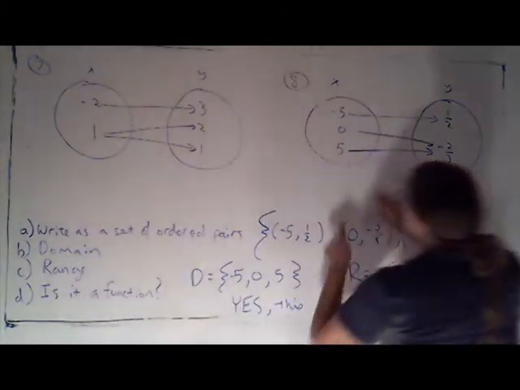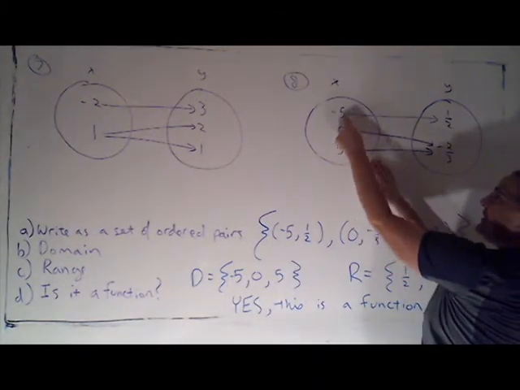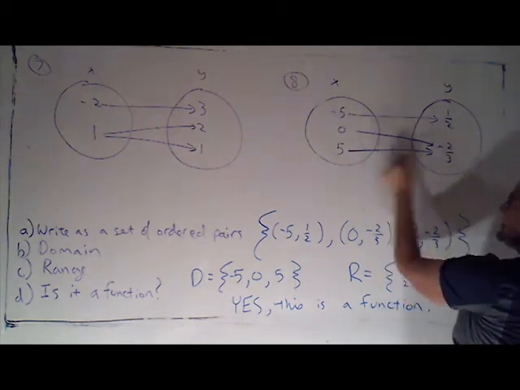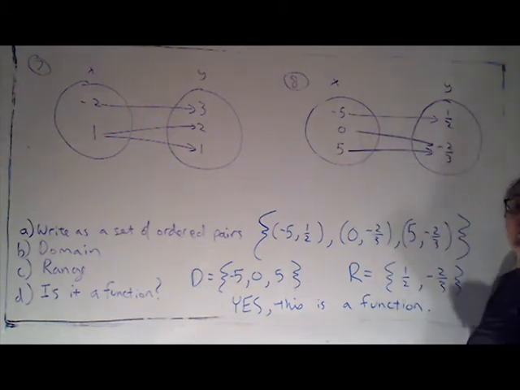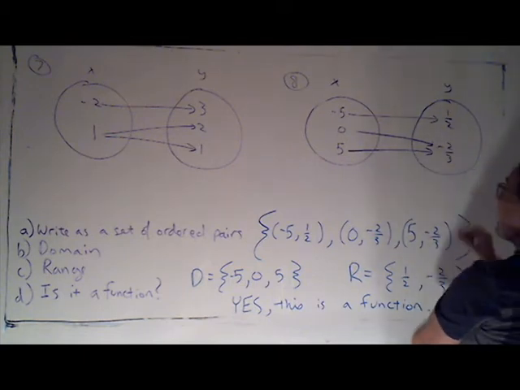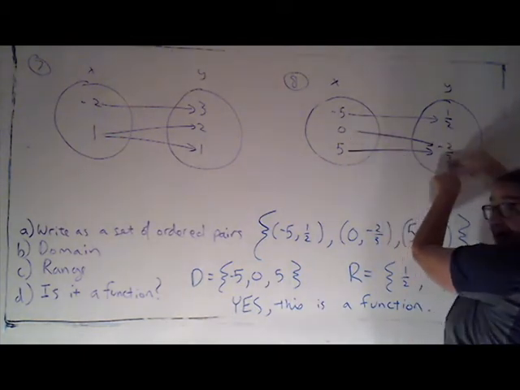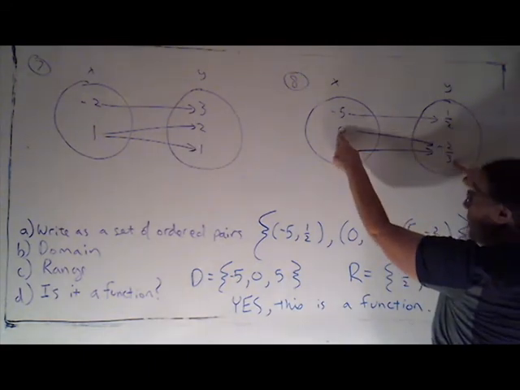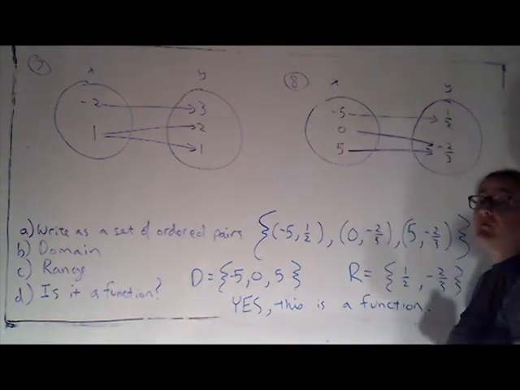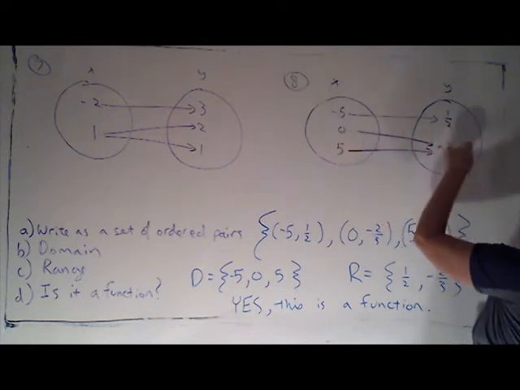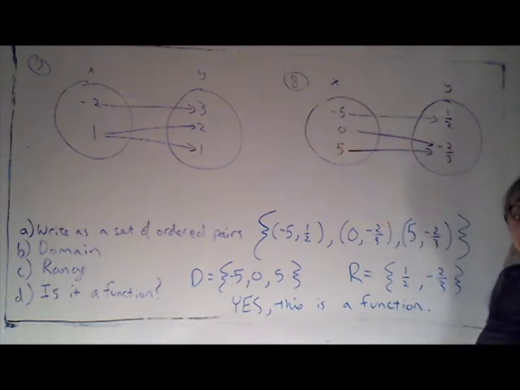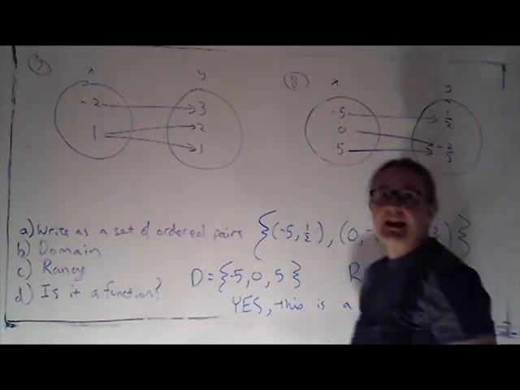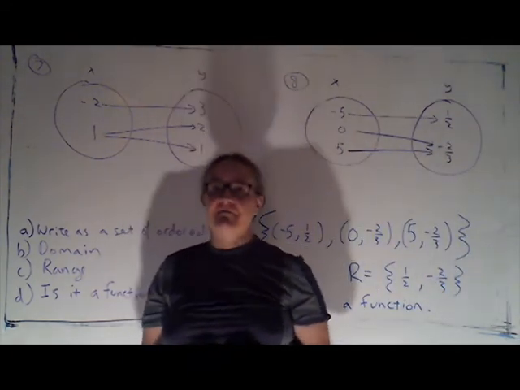Okay. If I take a look, here are my x values. Each x value only has one arrow pointing away from it. So each x is going to be associated with just one y value. Now, it does happen that 2 of them are associated with the same y value, but that's okay. If I plug in 0, I know for sure what I'm going to get out. I just follow the arrow, I'm going to get out -2/3. If I plug in 5, I know for sure what I'm going to get out. So this one is a function.